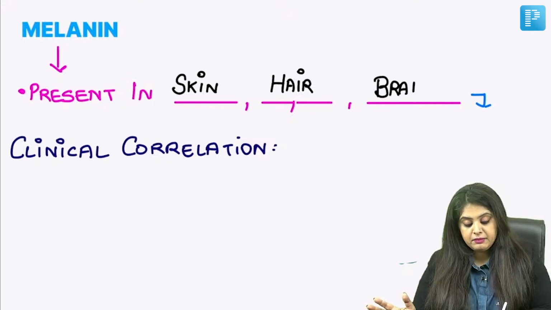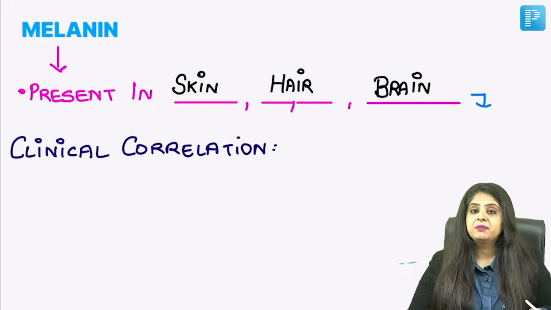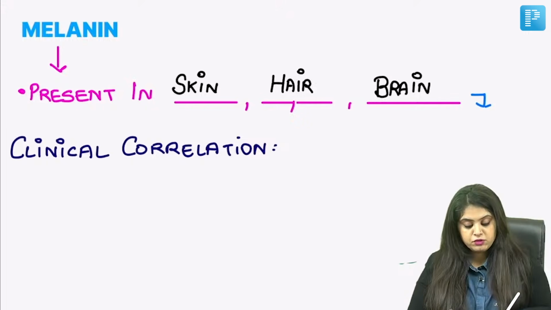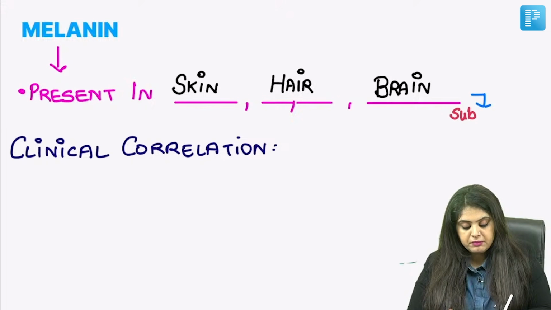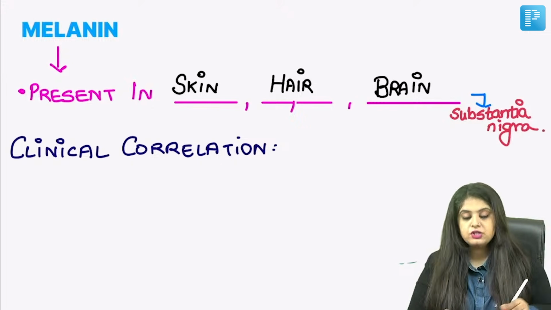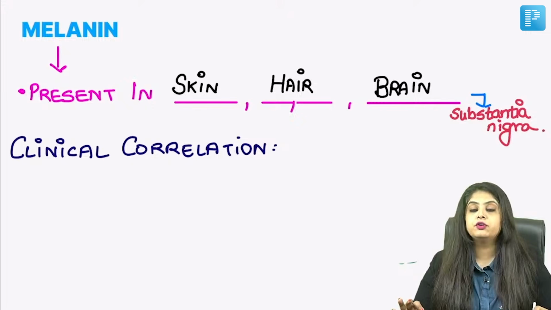But where else is it present? Do you know melanin pigment is also present in your brain? And this you must have studied in anatomy. Which part of the brain is melanin pigment present in? It is present in substantia nigra. Melanin pigment is present in substantia nigra. That is very important for you to know.